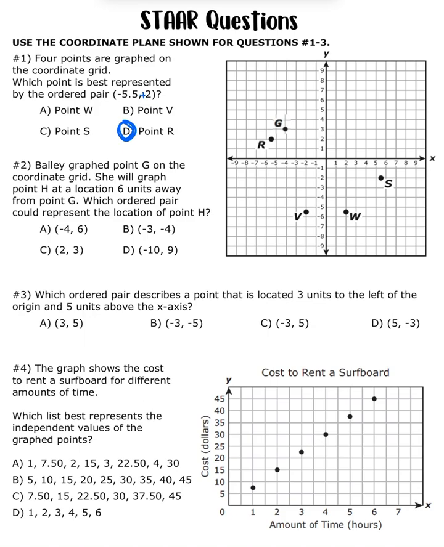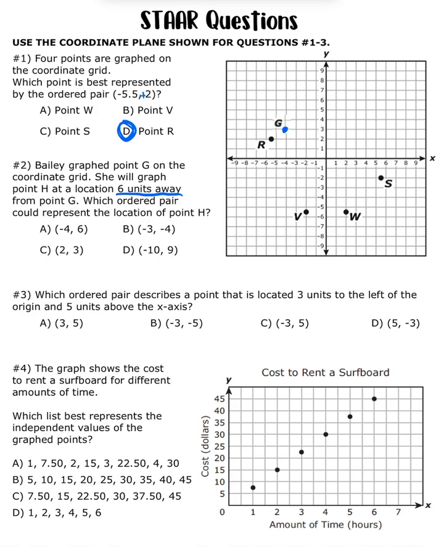Number 2, Bailey graphed point G. So point G is right there on the coordinate grid. She will graph point H. So notice there is no point H. So we are going to have to graph point H 6 units away from point G. Which ordered pair could represent the location of H? So we have G right here. There is no H. We are making our own H. So we want to know it is 6 units away, and it did not say up, down, left, or right. We have to decide which direction we go.